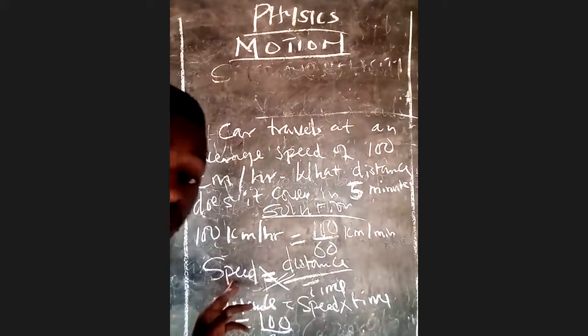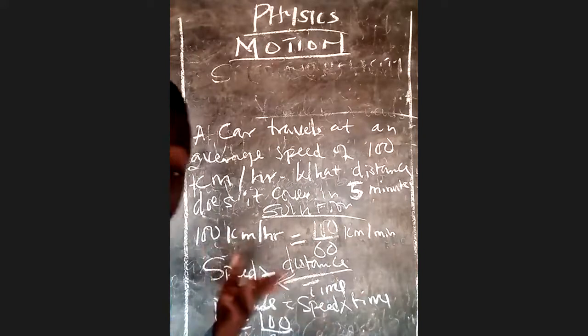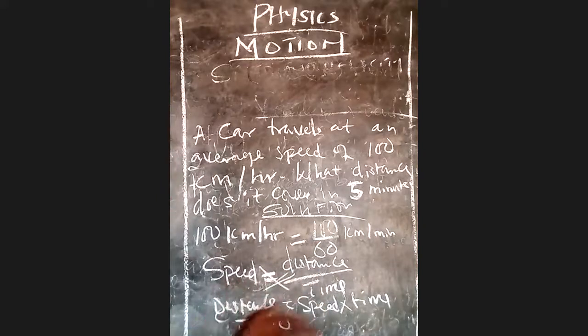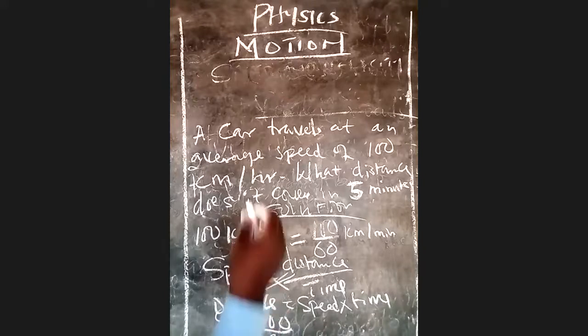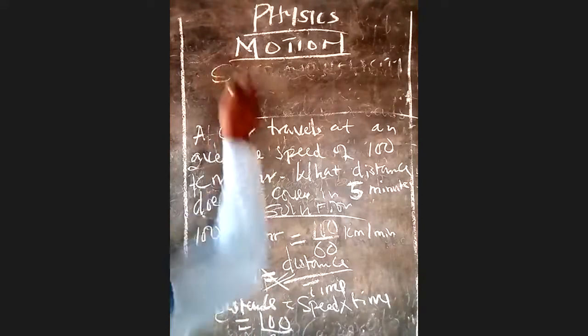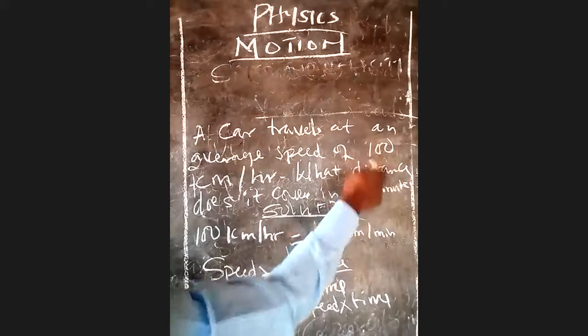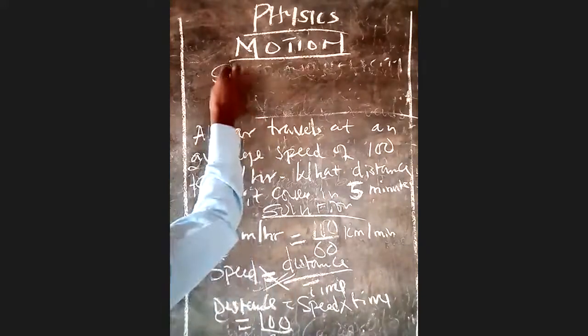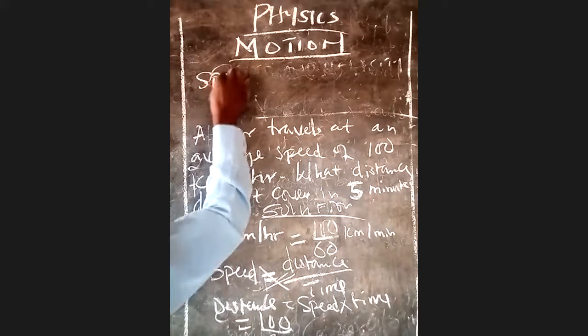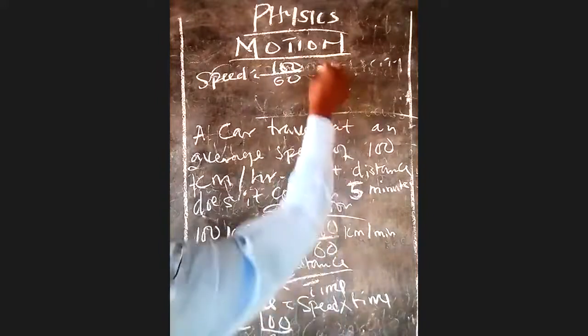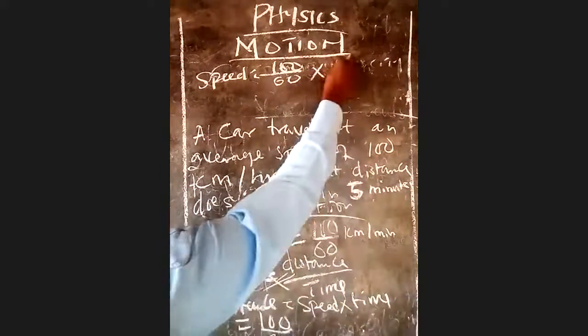So the formula for speed is equal to distance over time, but we are trying to find the distance. We were given the speed, so we can cross multiply: distance is speed times time. That is what we are trying to do here. Distance is speed times time. Our speed now is 100 divided by 60. That is speed times time. What is our time? 5 minutes.